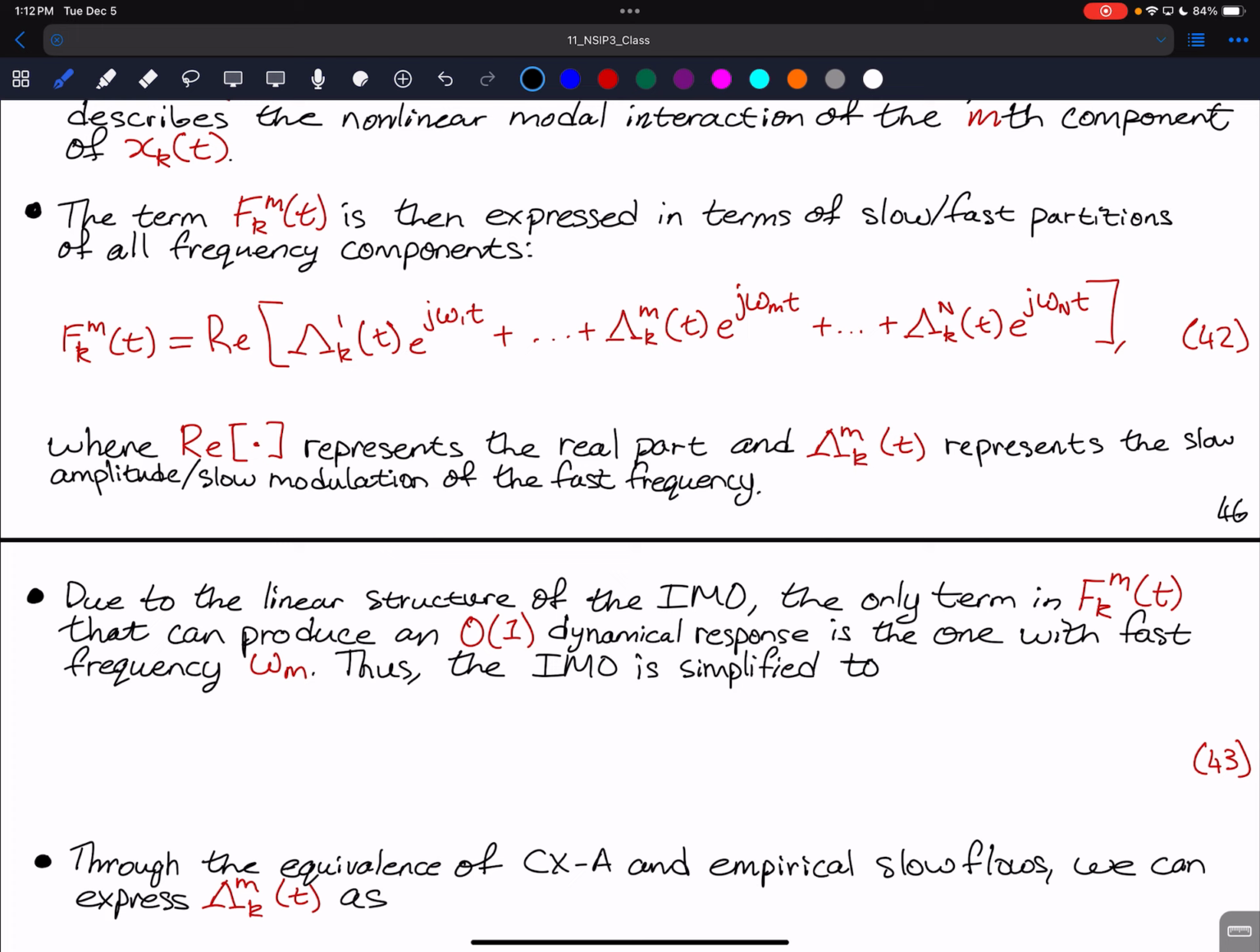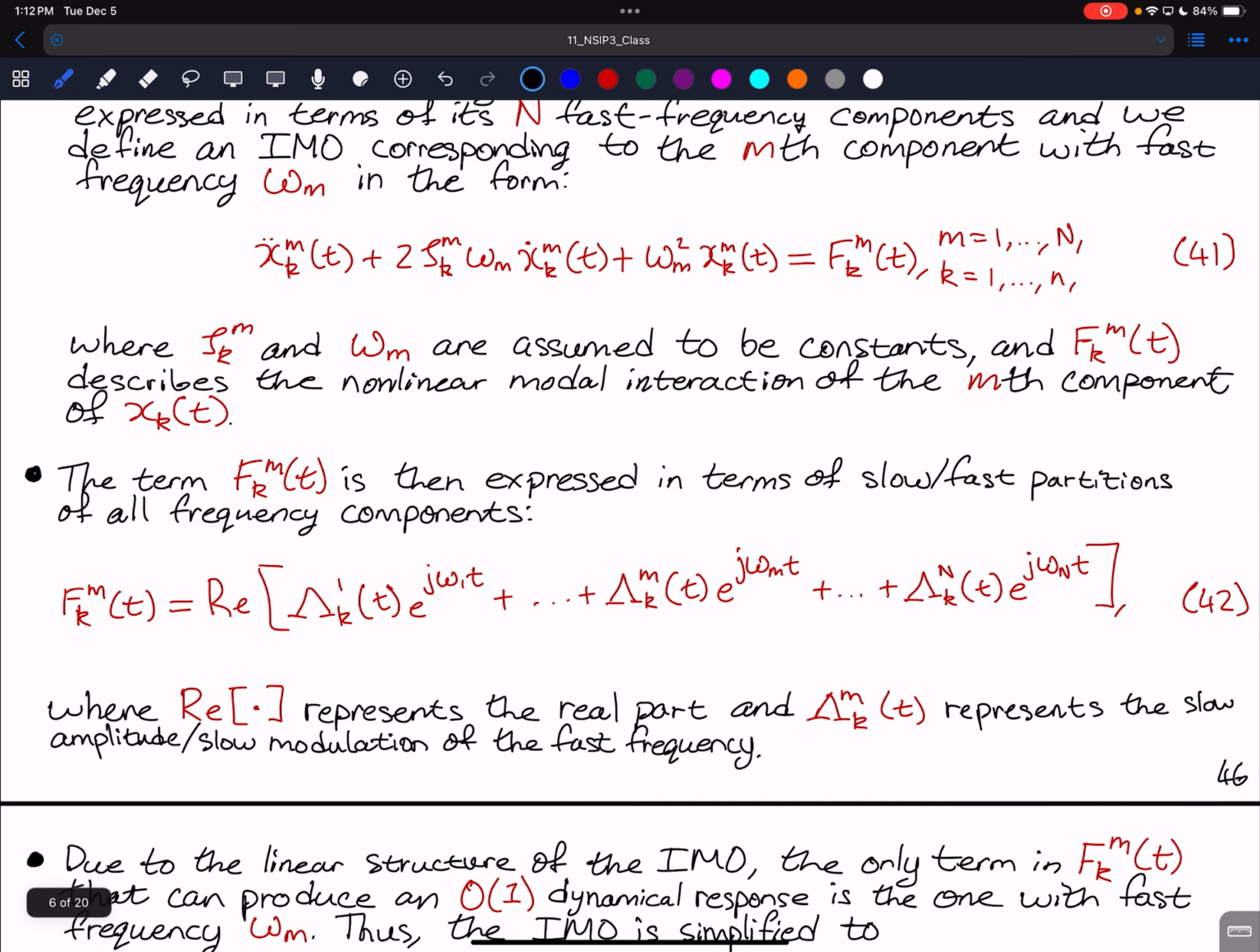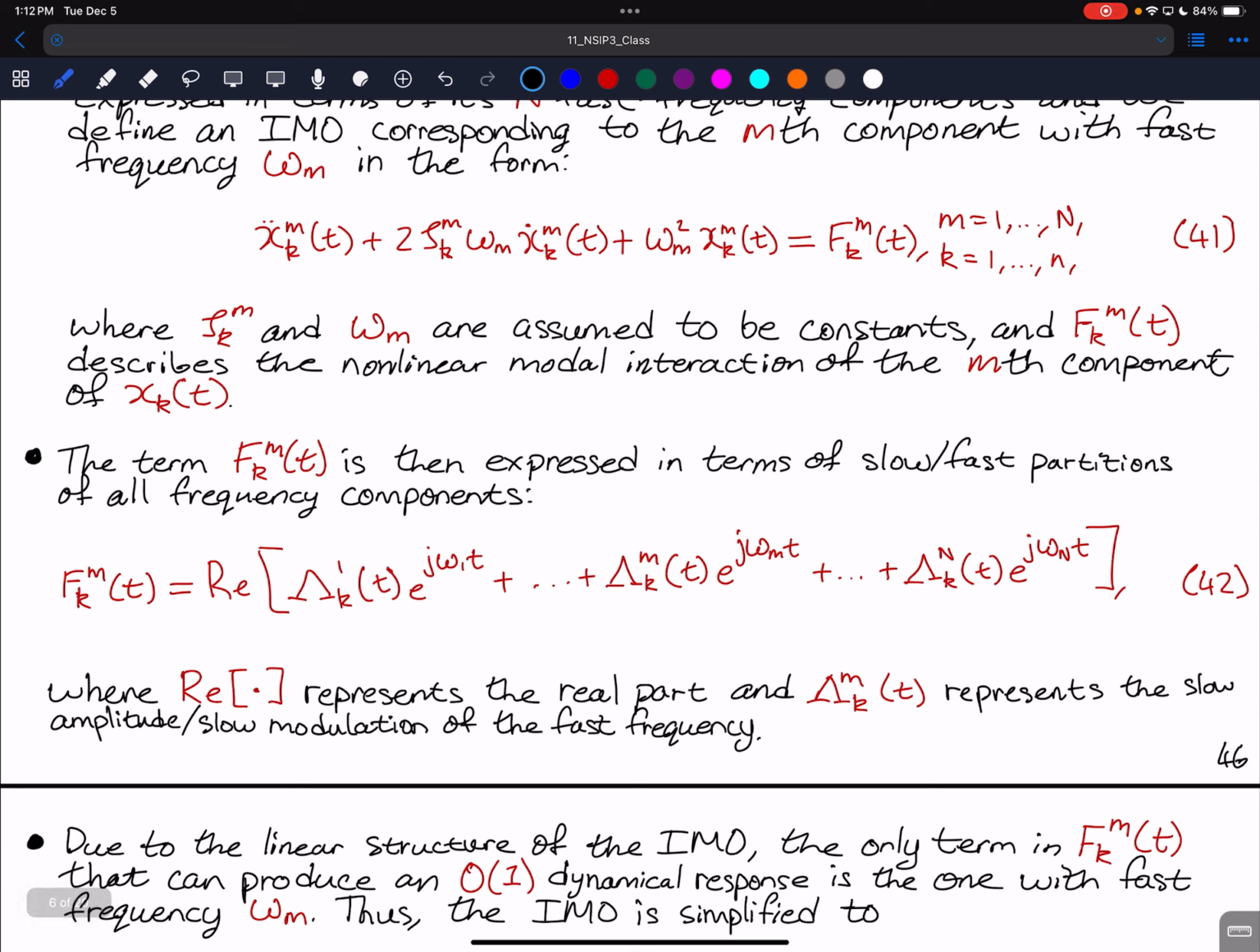All right, so due to the linear structure of the IMO, the only term in that forcing function that is going to produce an order 1 dynamic response is the one that has the same fast frequency as the IMO itself. You can think back to when we were looking for secular terms in the method of multiple scales. We were looking for terms that had the same fast frequency as the oscillator itself. Coming back up here, our linear frequency is omega_m squared. So the only forcing term that's going to give a large response is the one that has the same forcing frequency.